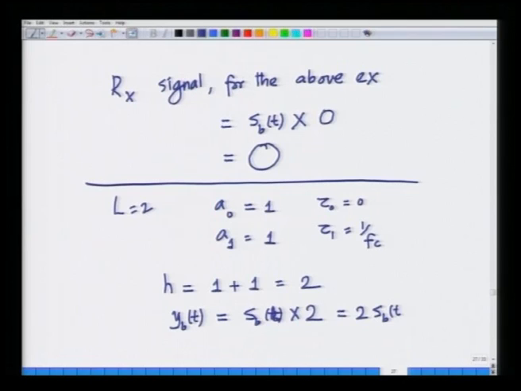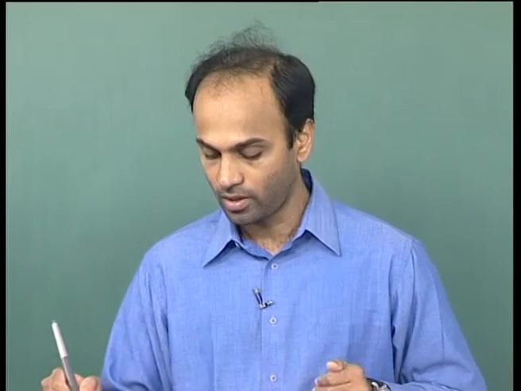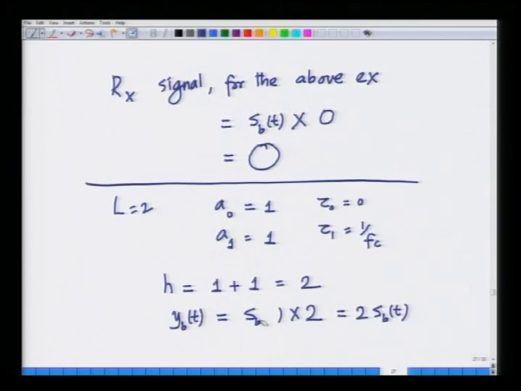In this case, the signals from both the paths are adding up constructively, in phase, to give you s_b(t) plus s_b(t), that is one copy from the direct path, another copy from the scattered path, adding up coherently to give you 2 s_b(t). So, the signal amplitude is twice, which means the received power is 4 times the transmitted power. Let me just write this down clearly. In this case, y_b(t) is 2 s_b(t).